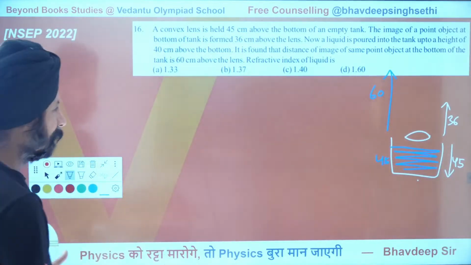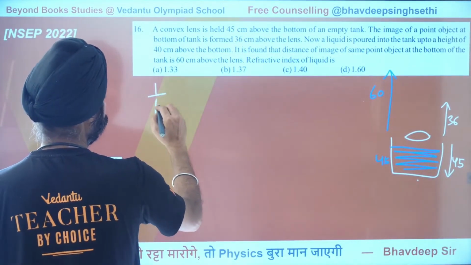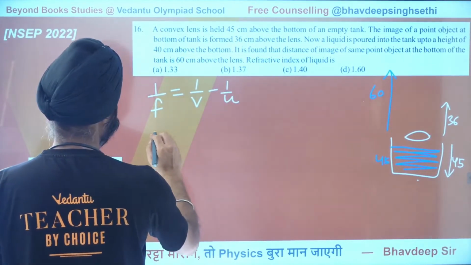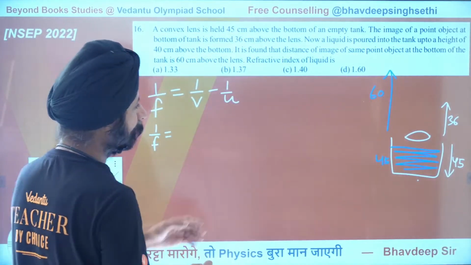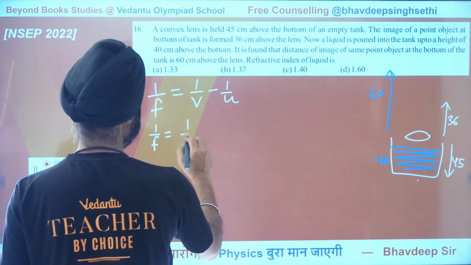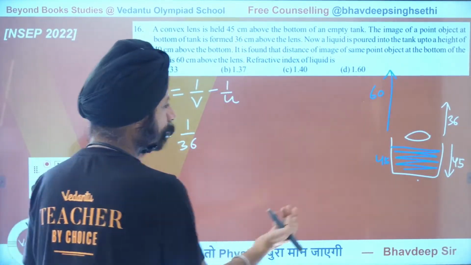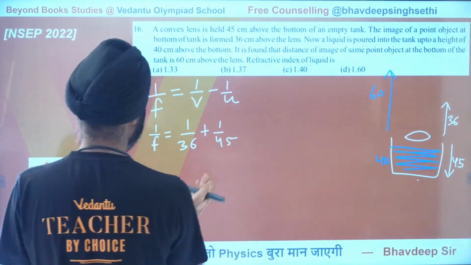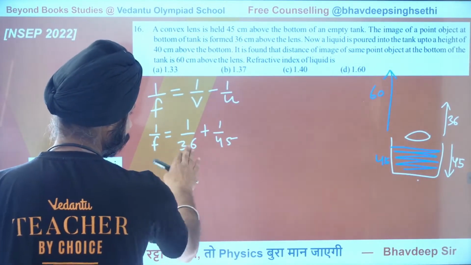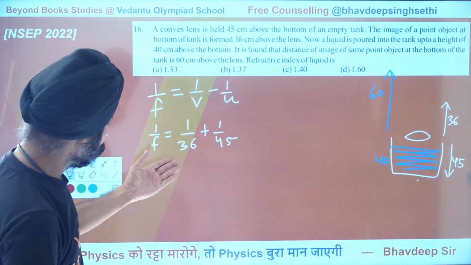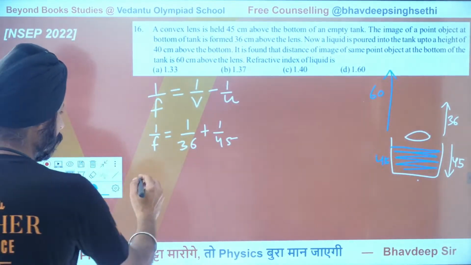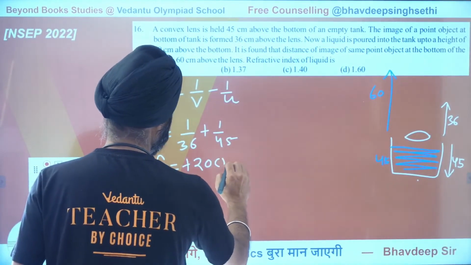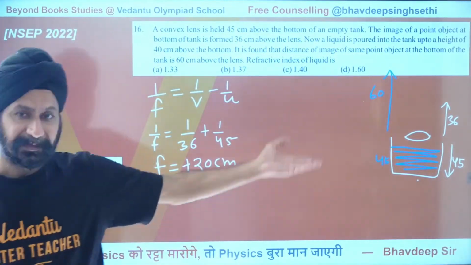Very quickly, I can find the focal length here. So 1 by f is equal to 1 by v minus 1 by u. So 1 by f is equal to 1 by v, where v is positive 36, so 1 by 36 minus 1 by u, but u itself is negative 45, so plus 1 by 45. Now to find the LCM, I'll see 9 is common here, so 36 times 5 is 180. So this is 5 plus 4, 9 by 180. So I'm getting the focal length as positive 20 centimeters. This does not change with the fact that you're filling the water there.